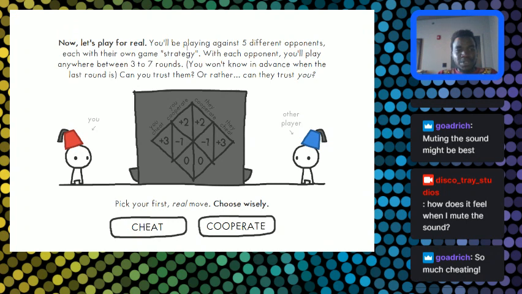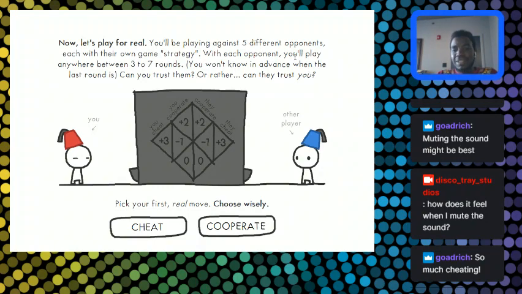Now, let's play for real. You'll be playing against five different opponents, each with their own game strategy. With each opponent, you play anywhere between 3 to 7 rounds. You won't know in advance when the last round is. Can you trust them, or rather, oh, can they trust you?